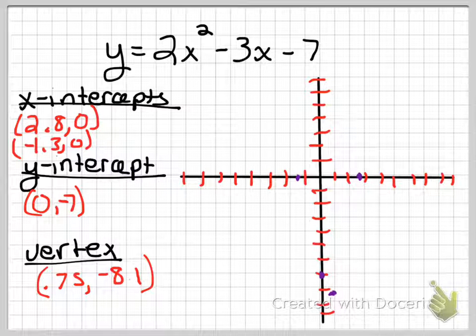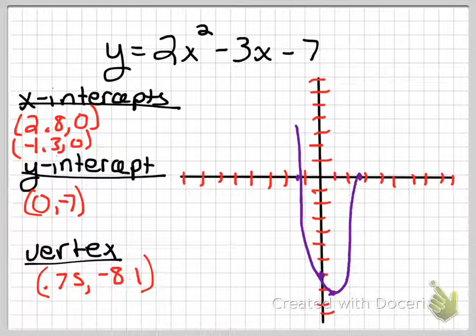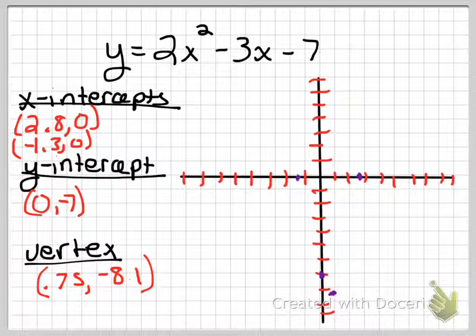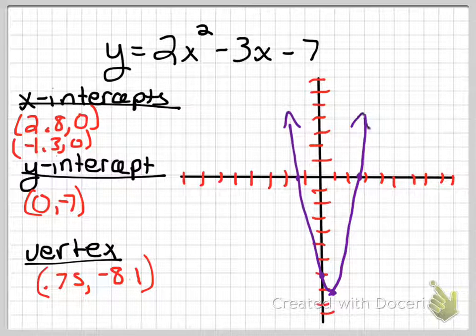So my function is going to look like this. That's not the best drawing I've ever done. Let me try that again. It's going to look something like that. So that's how you find your points and you graph them. So hopefully this helps.